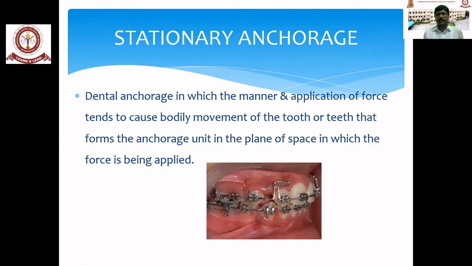So here what happens, the anchored tooth has to be moved completely forward in order to provide a desired tooth movement. In other words, the resistance offered to a bodily movement is much better. You can't move a tooth bodily easily. So the anchorage unit is much more stable and the retraction easily occurs.